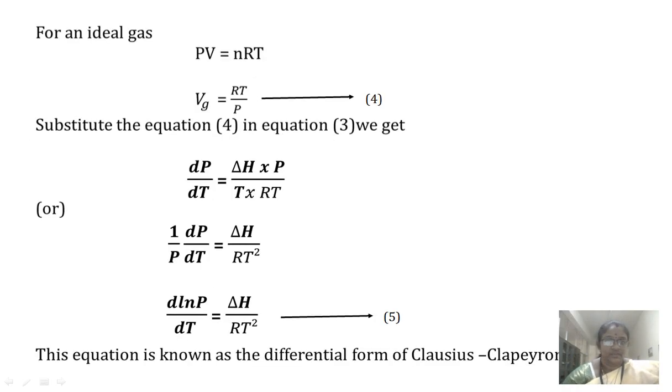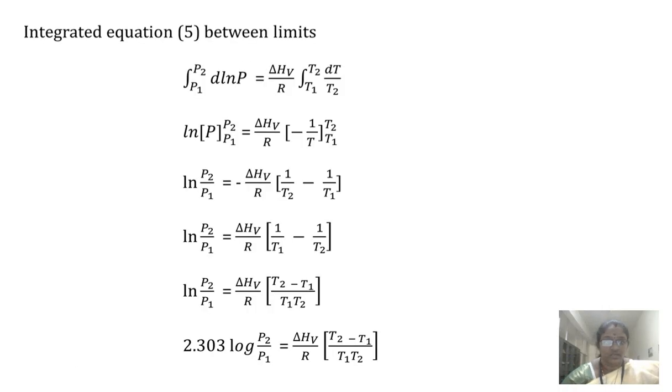For an ideal gas, PV equals nRT. So from this, Vg is equal to RT by P. If we substitute this value in the previous equation, dP by dT becomes del H into P divided by T into RT. Bring P to left hand side to bring the same factors on same side and others to the right hand side. We will get 1 by P dP by dT is equal to del H by RT square. So this dP by P can be written as d ln P by dT is equal to del H by RT square. This equation is known as the gaseous Clapeyron equation.